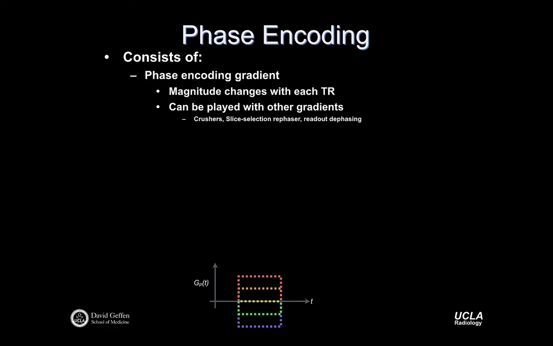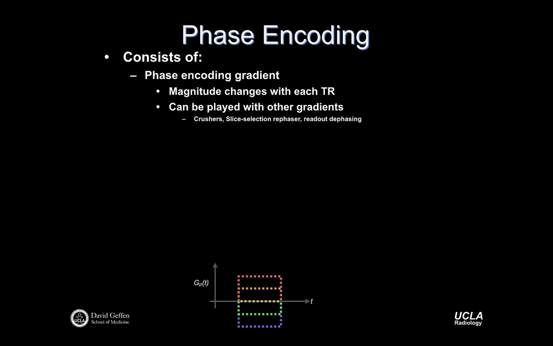With every TR, you're acquiring a single echo. With every TR, you're updating which phase encoding step you're trying to acquire. This is at least the simplest example of how MR proceeds. It turns out the phase encoding gradient can be played simultaneously with other gradients, and we'll look at why that's the case a little bit later.